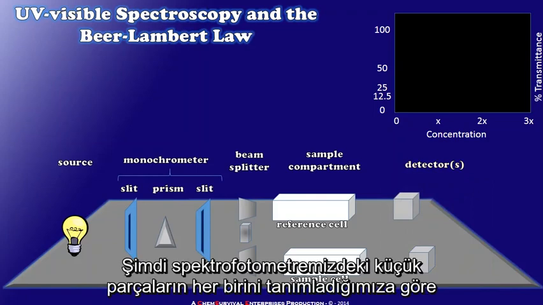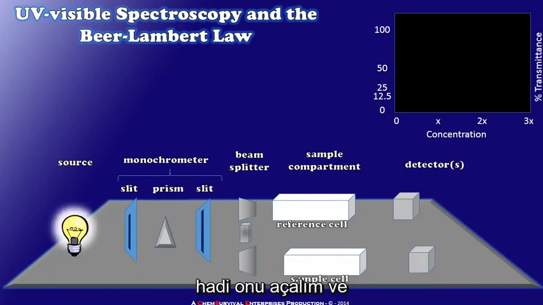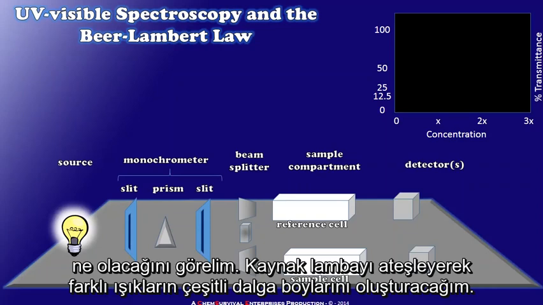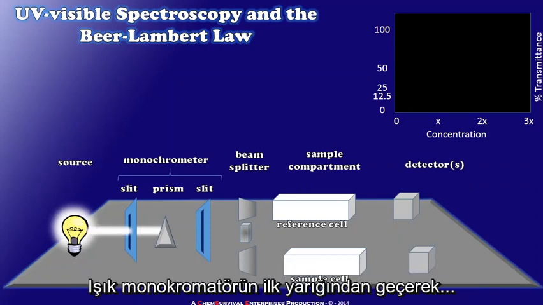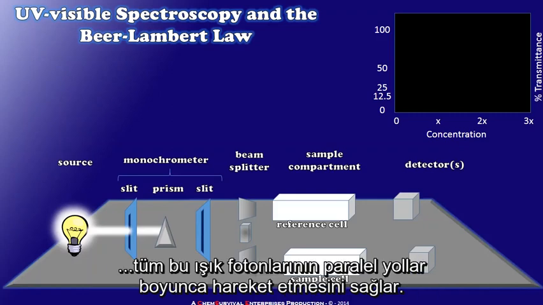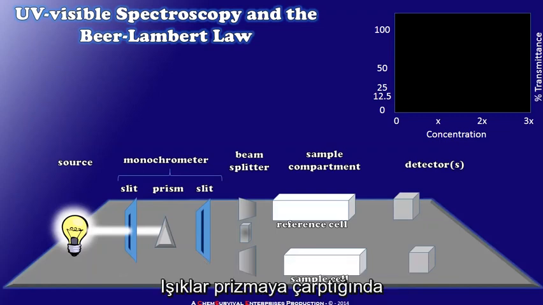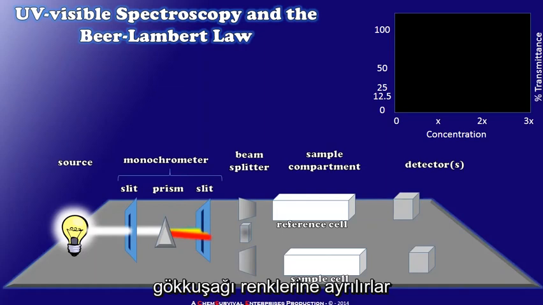So now that we've defined each of the smaller pieces within our spectrophotometer, let's turn it on and see what happens. I'll ignite the source lamp, creating a variety of wavelengths of different light. This light passes through the first slit of the monochromator, ensuring that all of those light photons are traveling along parallel pathways, so that when they strike the prism, they are refracted into a rainbow of colors. So each wavelength of light is moving to a different place in space.